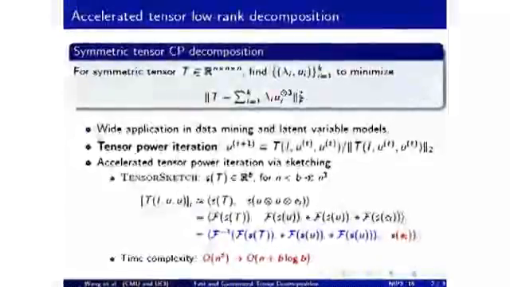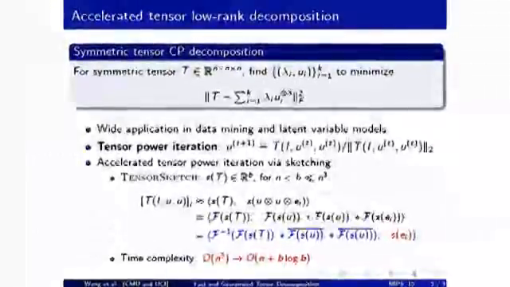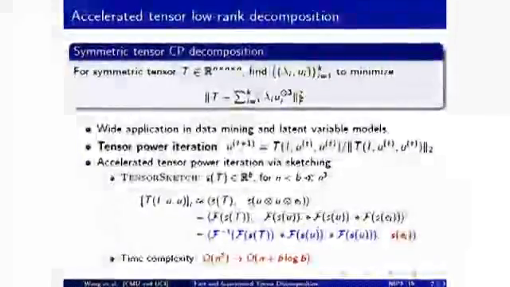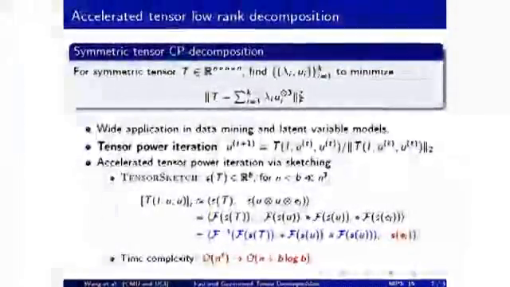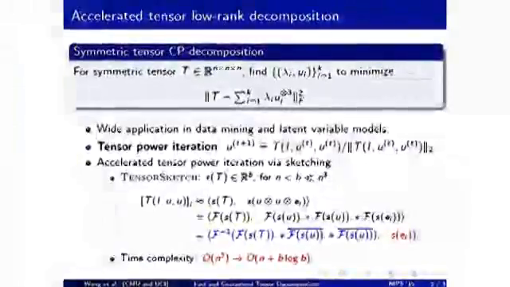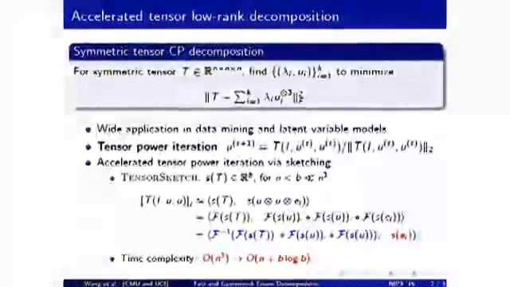For an input tensor T of dimension n, the goal is to find k eigenvalue and eigenvector pairs, lambda and ui, so that the reconstructed low-rank tensor approximates the original data tensor T in Frobenius norm. This problem has wide applications in data mining and, more recently, in parameter recovery for latent variable models.